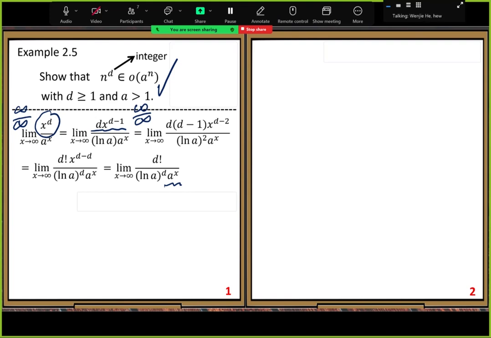The first time, D is a non-negative integer. Now let's say in this way, non-negative integer, D, the first time. So we show this result. N to the D, this is a power function. It belongs to little o of a to the n. Right. But this result can be extended to non-integer.